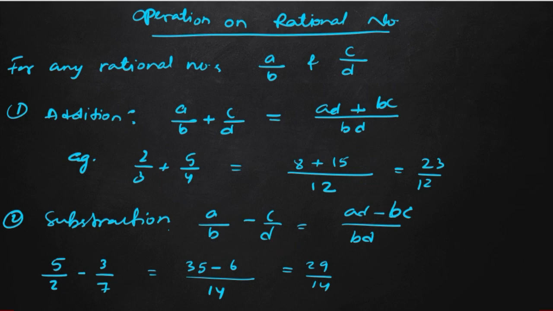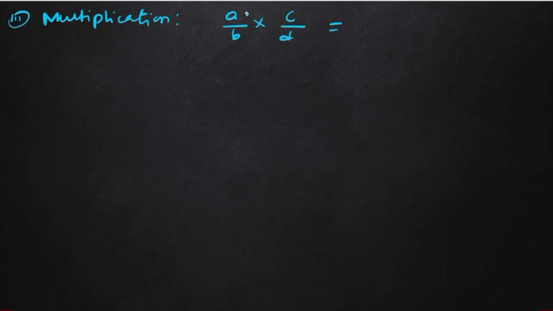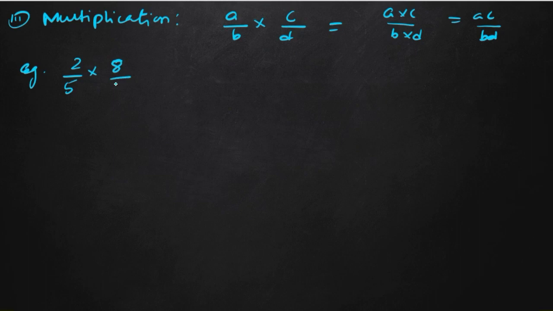Okay. So our next operation is the third operation, and this operation is multiplication. So a by b into c by d. For multiplication it is very easy. Numerator will multiply to numerator and denominator will multiply to denominator. That means a into c divided by b into d. So we can write this as ac by bd.